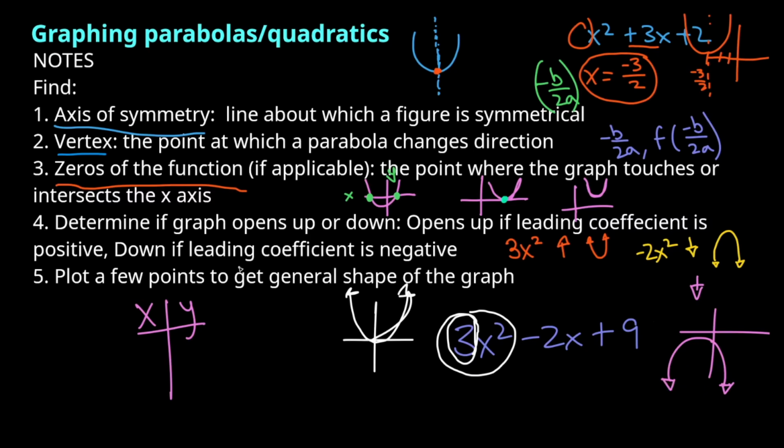And then finally, we can just plot a few points to get a general shape of the graph. We use this XY chart, and we just pick some points. I usually will start with the axis of symmetry. So in this case, if it was 0, then I'll pick a few points on either side because it'll be a nice mirror image. All right, so let's move on to some problems with that.